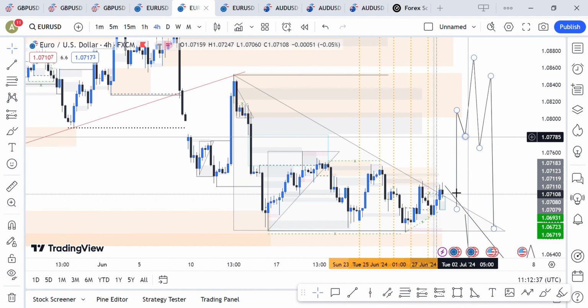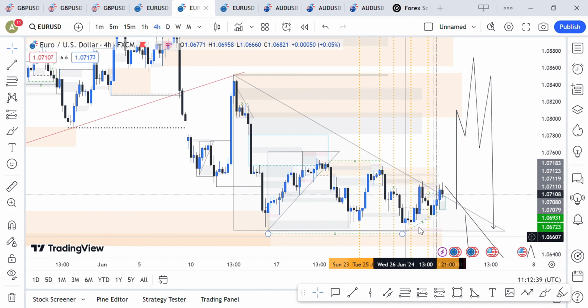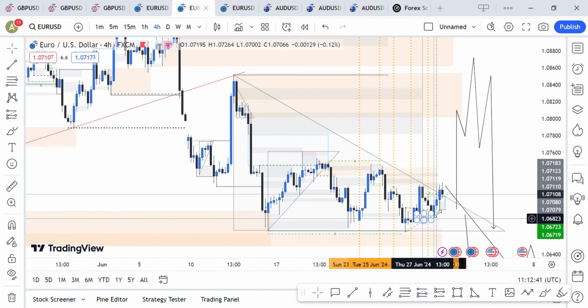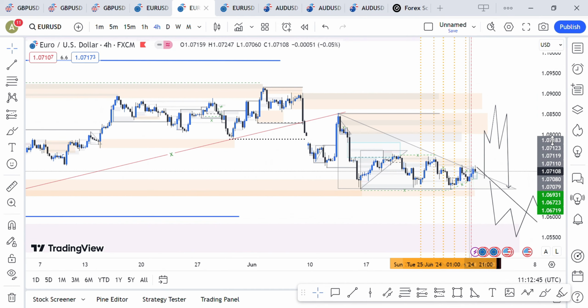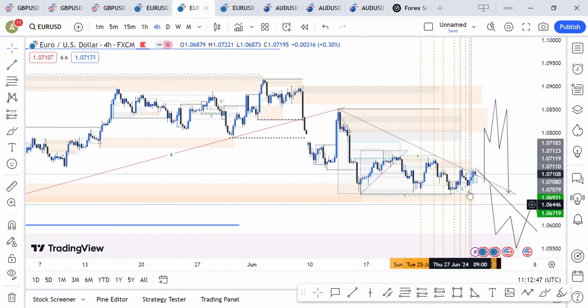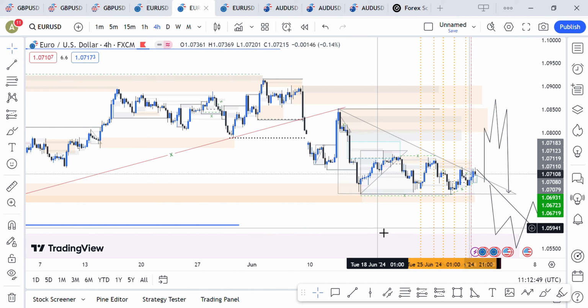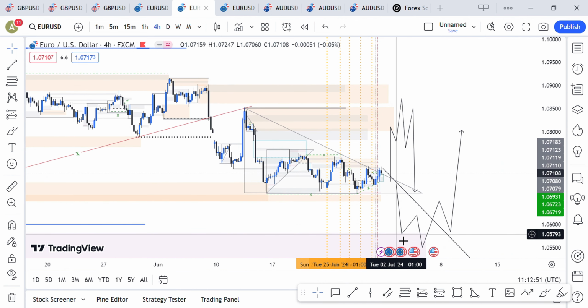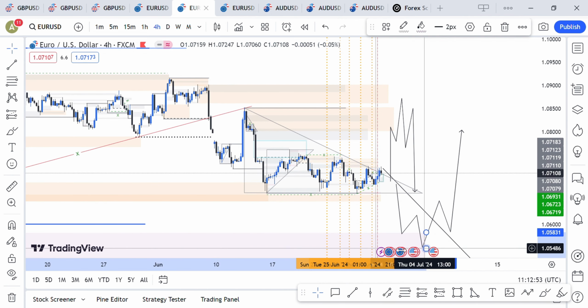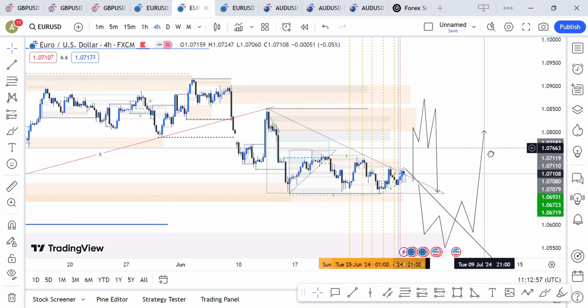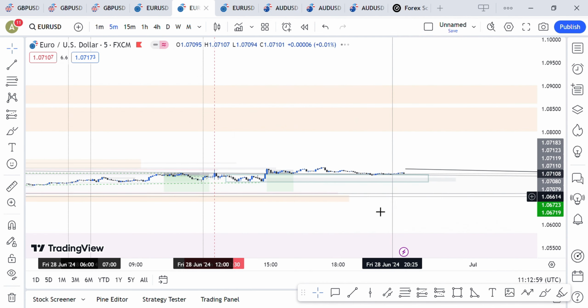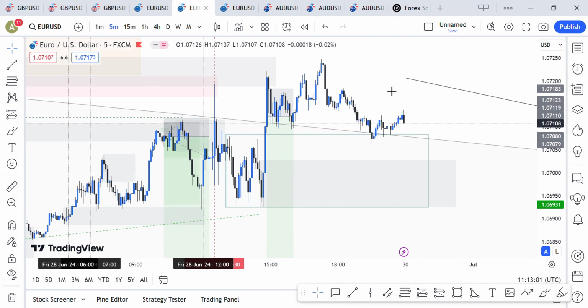I'll be expecting buy opportunities to go to the upside, but if price happens to take out this liquidity fast, then I'll also be planning to have some sell opportunities to come to this area of demand that is here, especially this daily POI. So that is what I'll be expecting on the EURUSD. Let me try and show you something else.